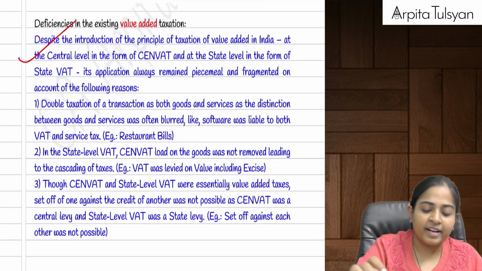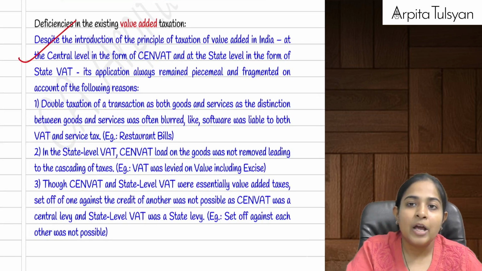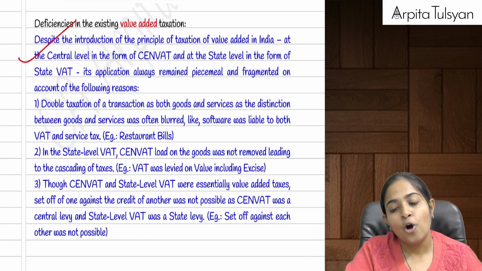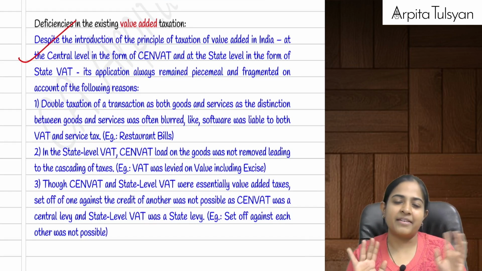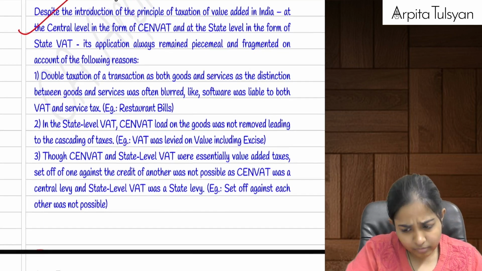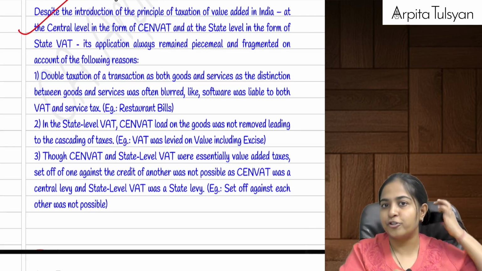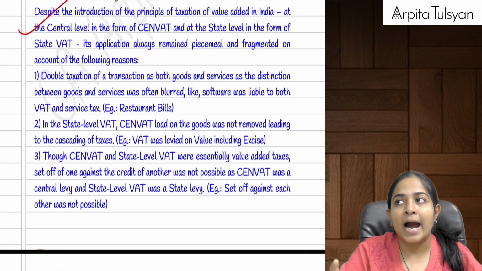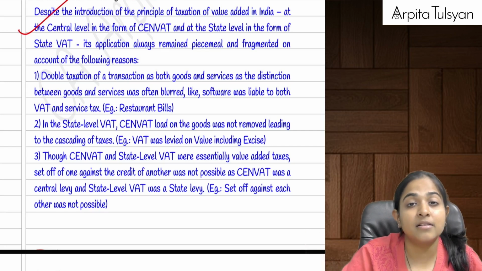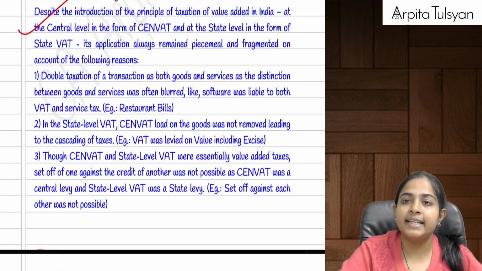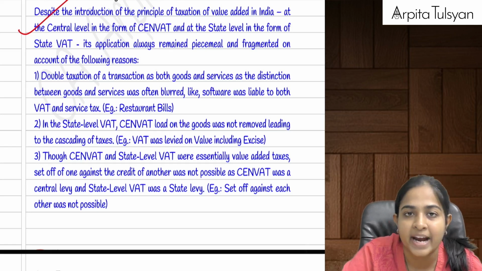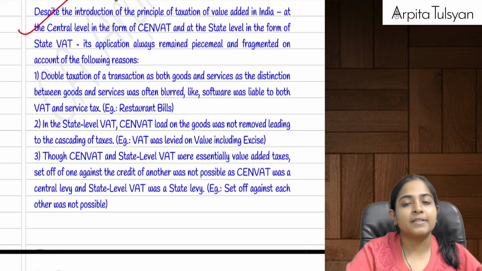Now, what were the deficiencies? What was the need? Whenever a new law comes, it comes because there was some deficiency under the old laws. Now we have some 7-8 points covered in these deficiencies. They are telling that before GST, you had your state VATs, your central sales tax, the CST law, and then your service tax. On goods we had VAT and CST, and on services we had service tax.